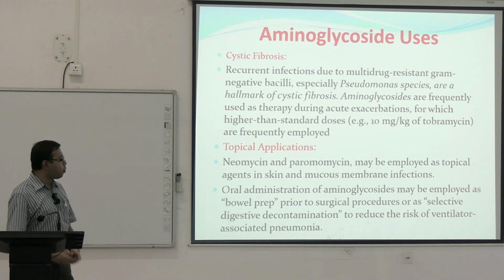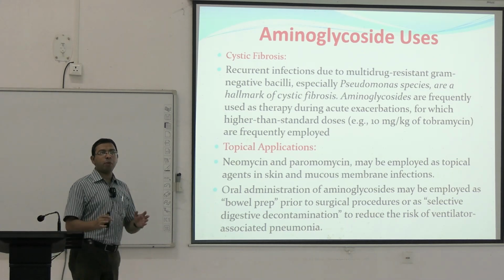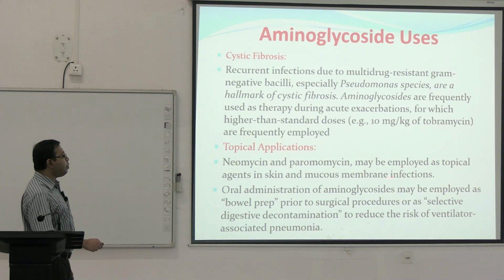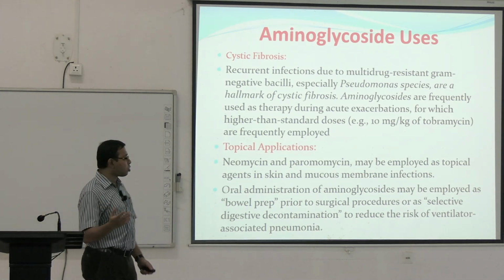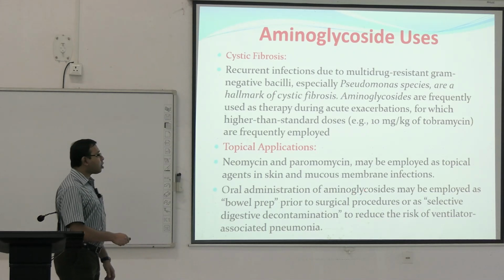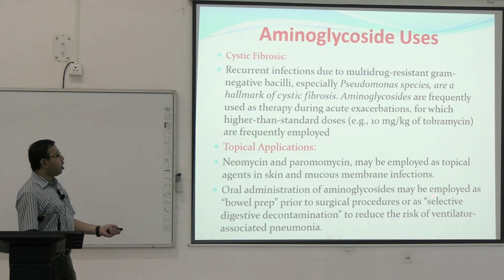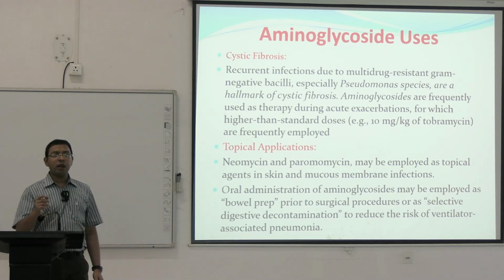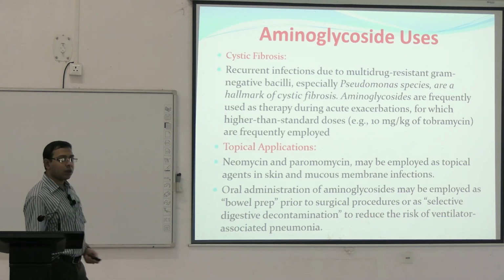Topical applications, already you have seen that neomycin, paromomycin can be used topically, may be employed as a topical agent in skin and mucous membrane infection. Apart from this, neomycin is a very commonly used topical agent. Oral administration of the aminoglycosides may be employed as a bowel preparation, already you have seen, or a selective digestive decontamination. This is mainly used in hepatic encephalopathy, and to reduce the risks of ventilator associated pneumonia also.